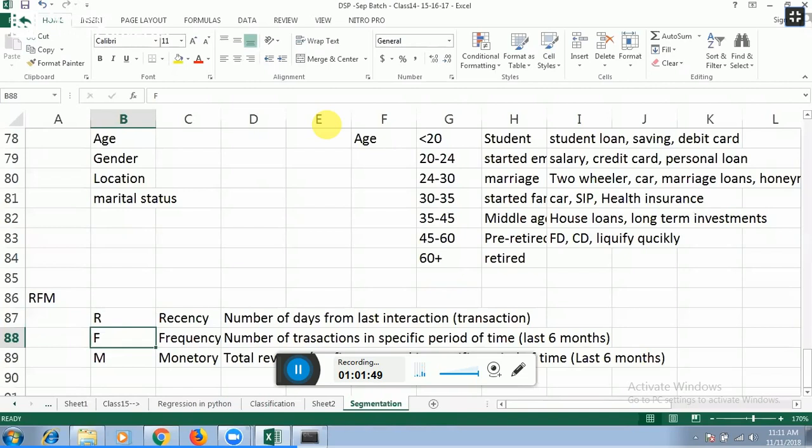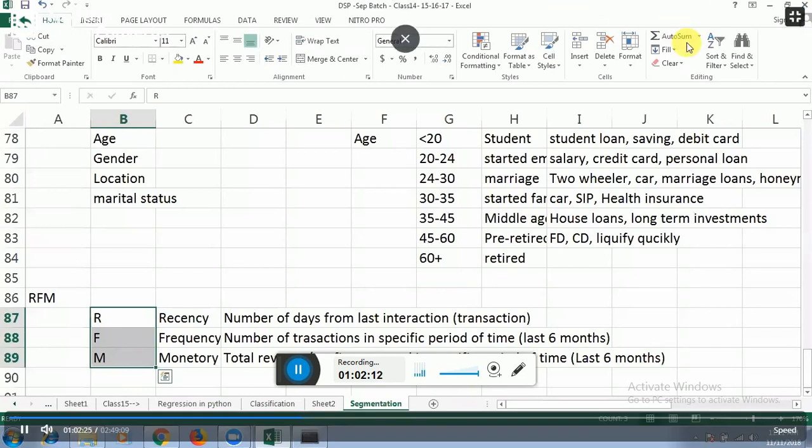And F, what is the frequency? If the frequency is high, what does that mean? They're more active, more regular, right? More frequent. M is high, what does that mean? They are high revenue generators, right? So based on these three, we generally come up with different types of segmentation.